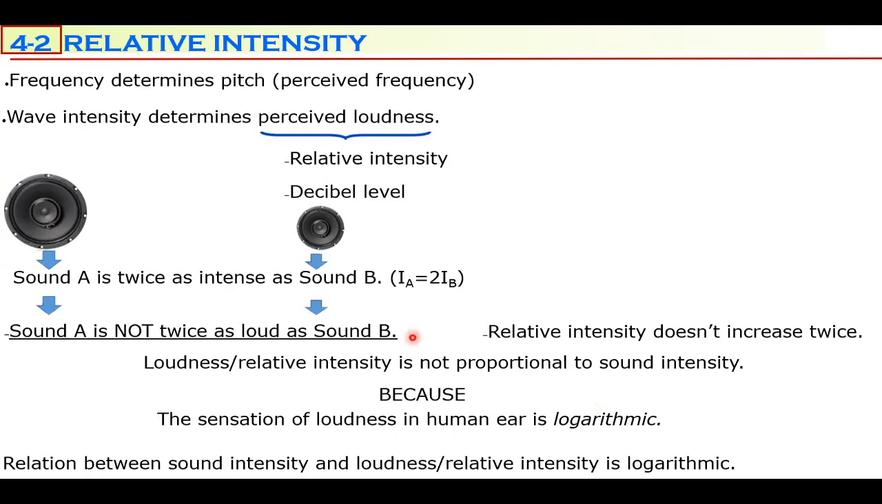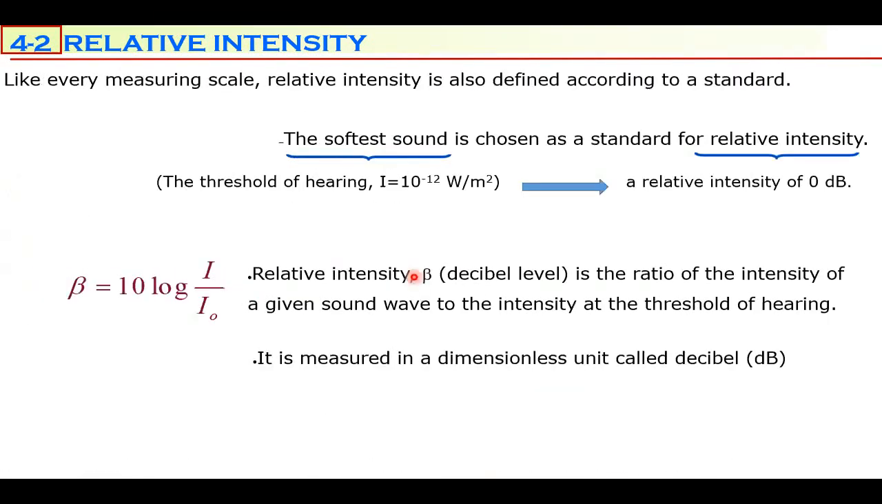The relation between sound intensity and loudness, or relative intensity, is not directly proportional. It's logarithmic, and that's why we are going to get an equation with a logarithmic function. Like every measuring scale, relative intensity is also defined according to a standard. So the softest sound is chosen as the standard of relative intensity. What is the softest sound? The intensity of that softest sound is 10 to the power of negative 12 watt per meter squared. And physicists assume that the relative intensity of the softest sound is 0 decibel.